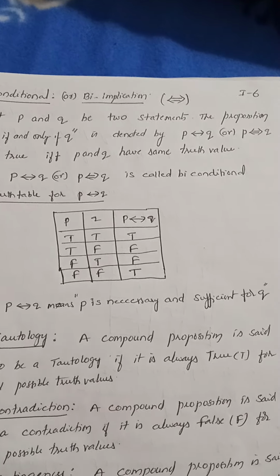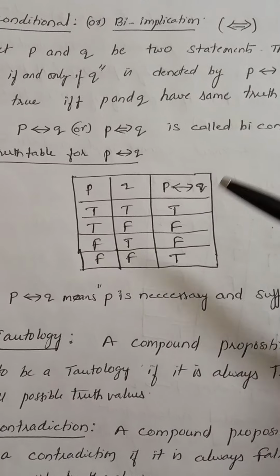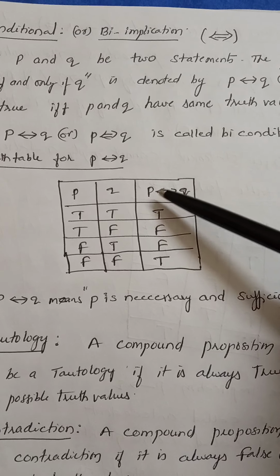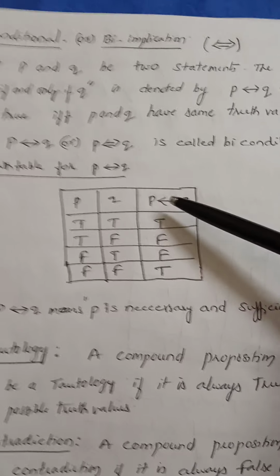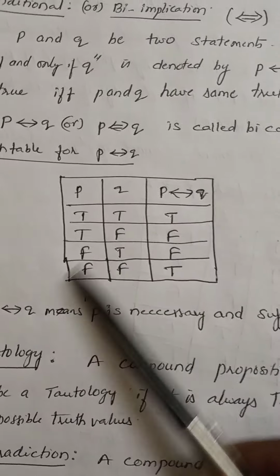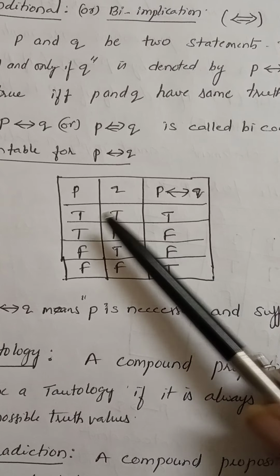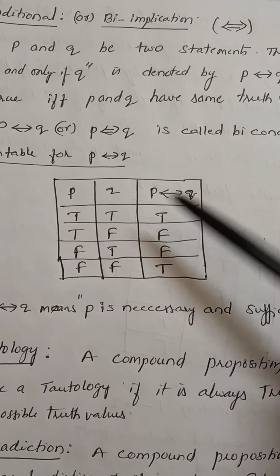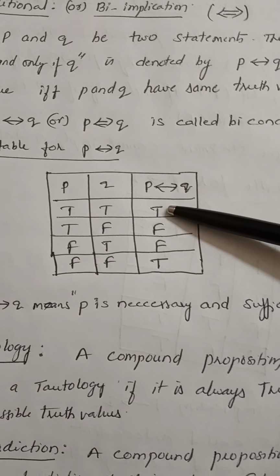This is the truth table of the bi-implication. Now P is a statement, Q is a statement. Now P implies Q, P if and only if Q. Now here P is true, Q is true. Both the statements have the same truth values, therefore the result is also true.